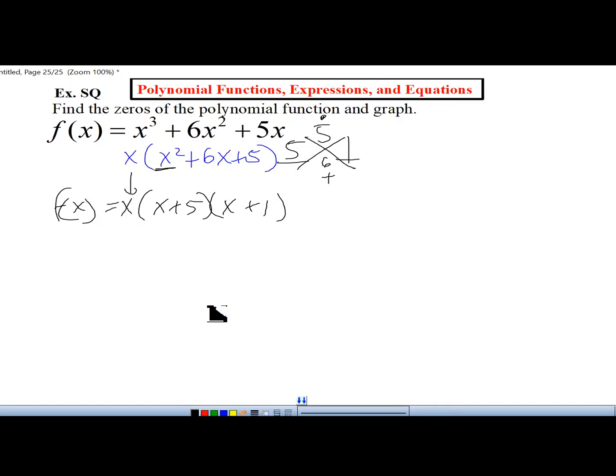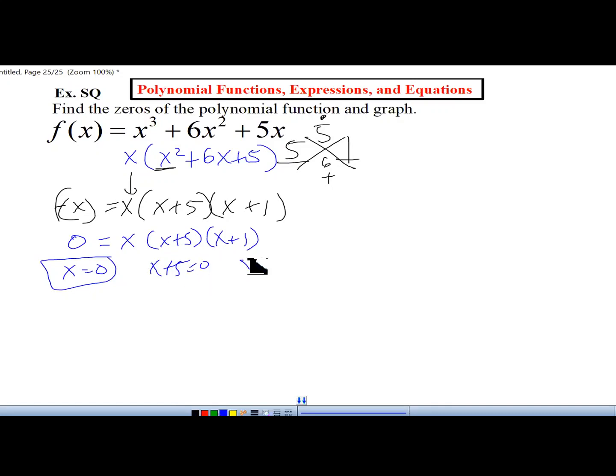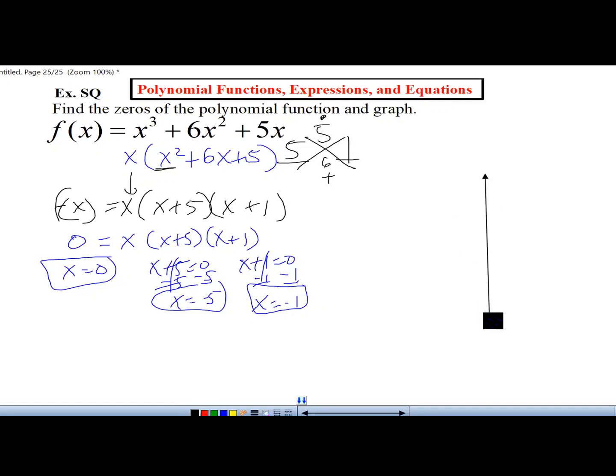All right, so now let's solve. So we need to set it equal to what? 0. X plus 5, x plus 1. So we set each one equal to 0: x equal to 0, x plus 5 equal to 0, x plus 1 equal to 0. So minus 5, x equals -5, minus 1, x equals -1. All right, so those are my x-intercepts, roots, solutions, zeros.